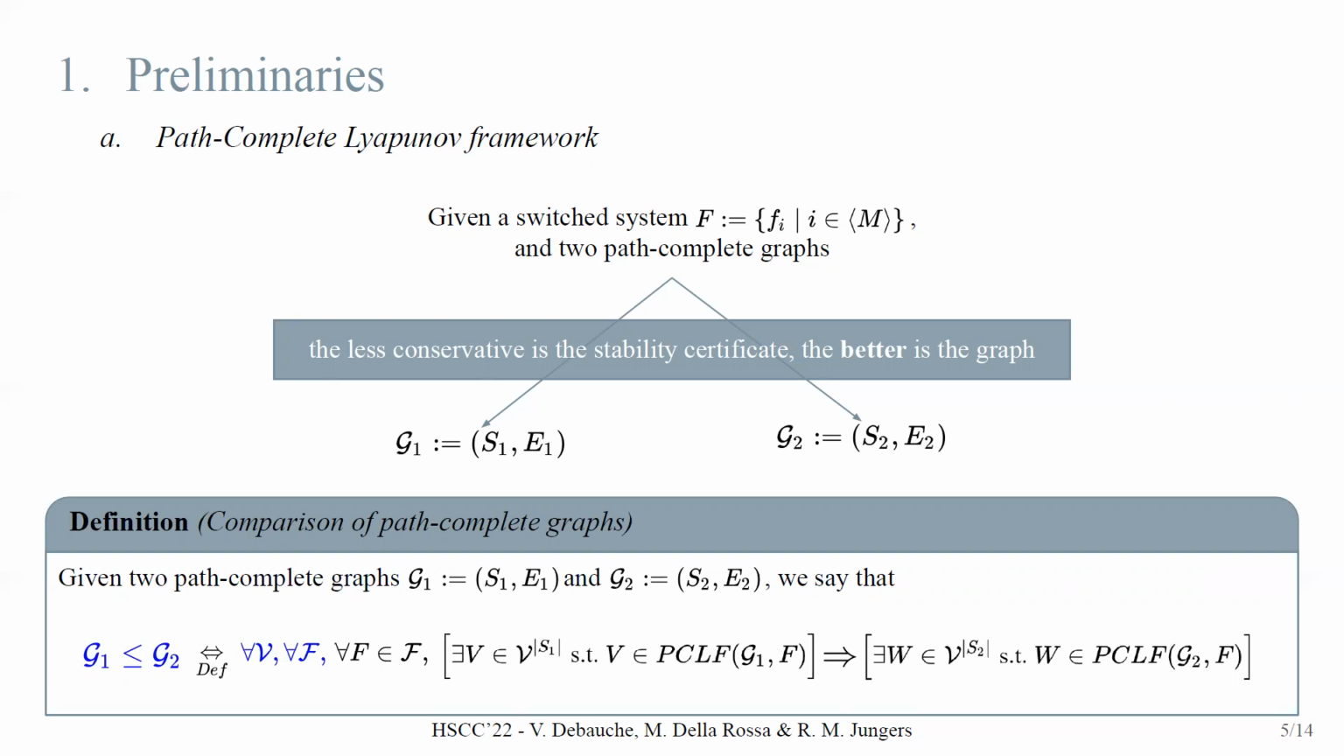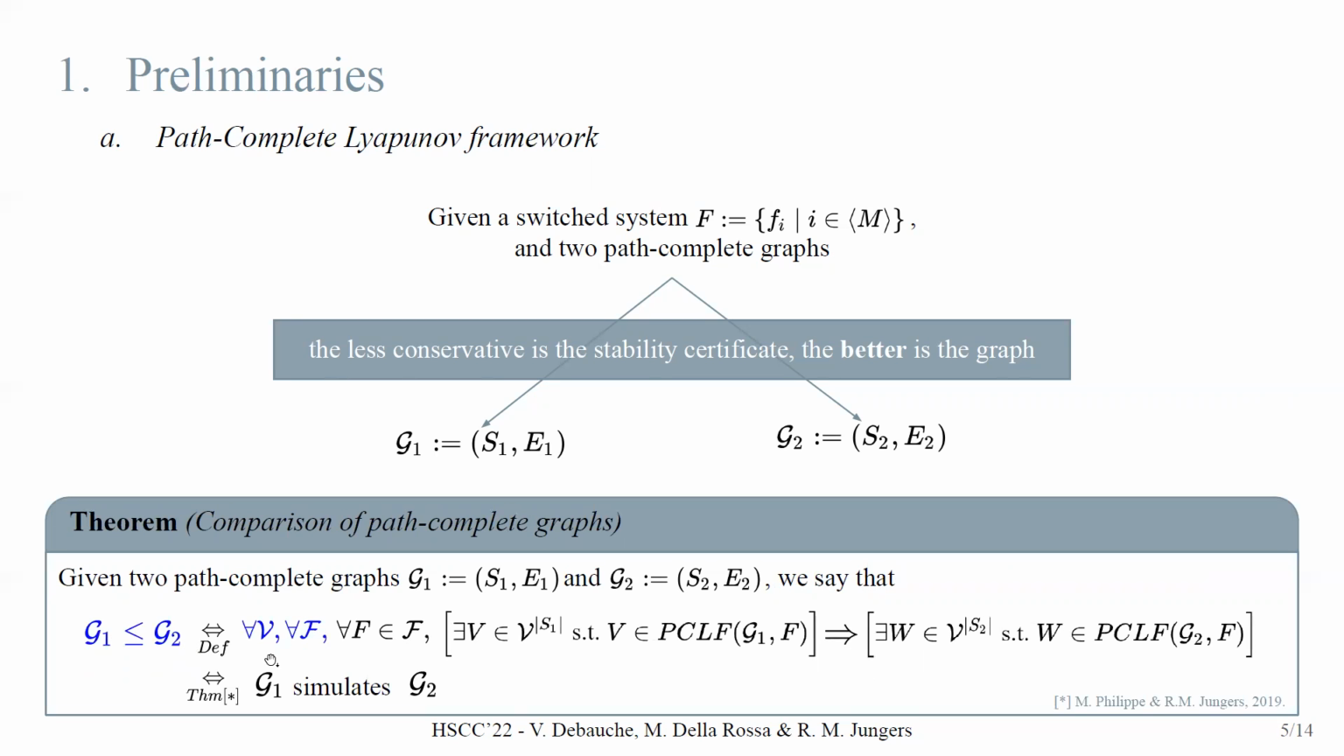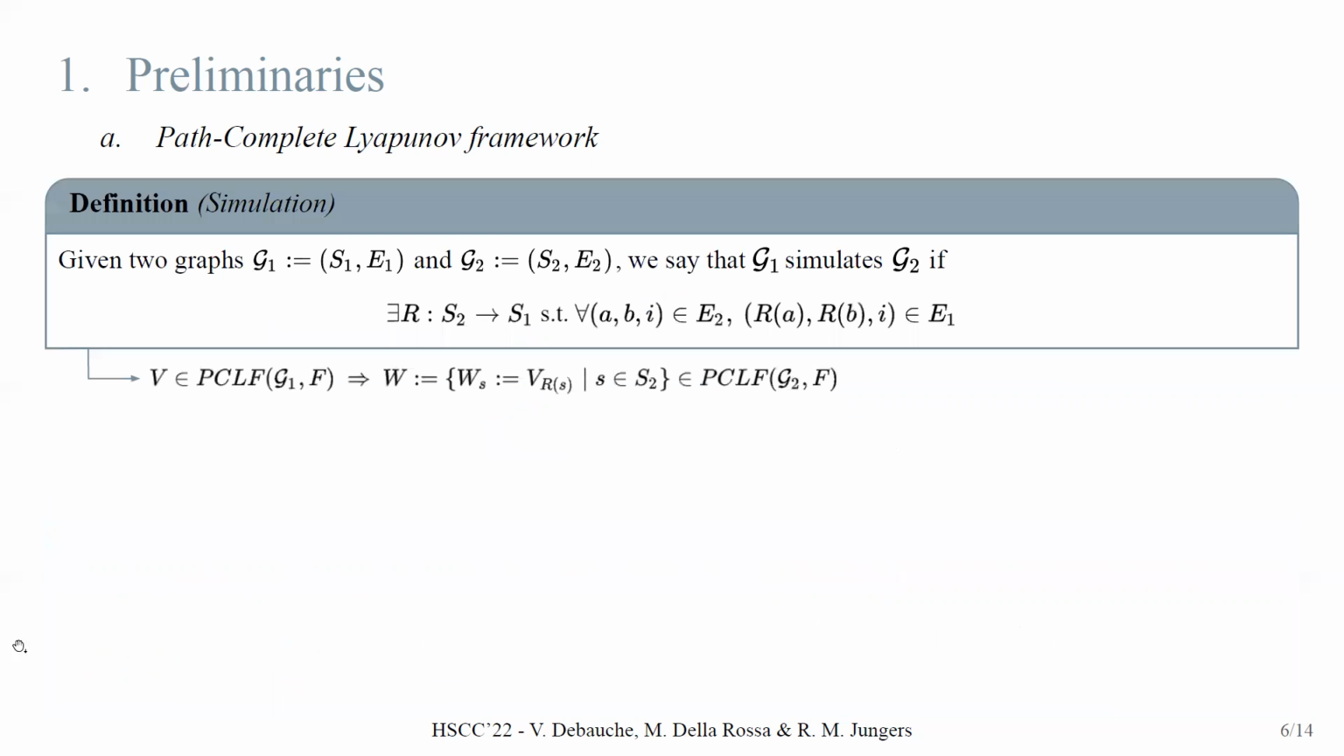Can we know a priori that a graph is better than another one? And this question has already been answered in 2019 for the general comparison of graphs, since it has been proved to be equivalent to a graph property called the simulation. So formally, a graph G1 simulates a graph G2 if every node of G2 can be associated to one node of G1, such that the edges are preserved. So this relation defines explicitly a relation between the solution of G2 and the solution of G1.